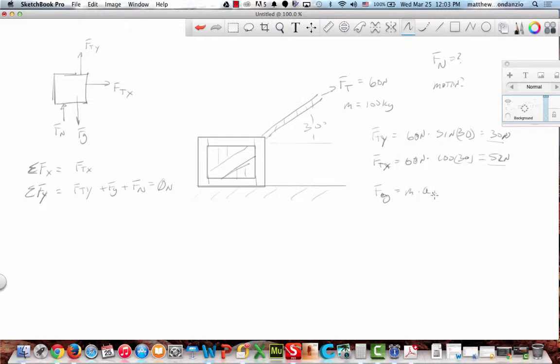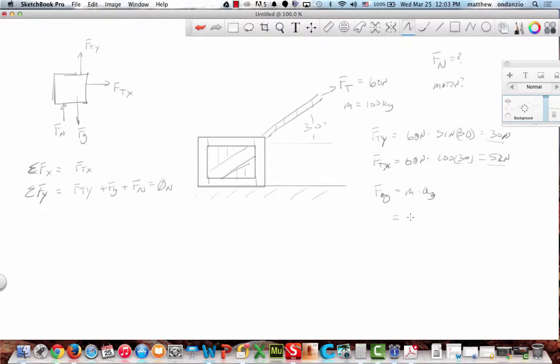Force of gravity equals mass times acceleration due to gravity. The force of gravity is also called weight, but it is equal mathematically to the mass times acceleration due to gravity. I was sitting there thinking, someone's going to say weight. Okay, so what's my mass?